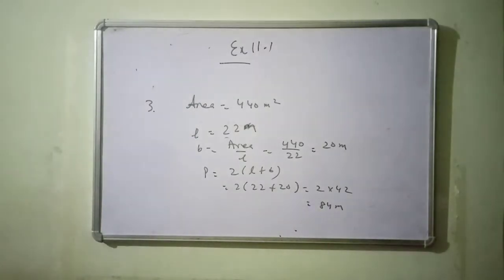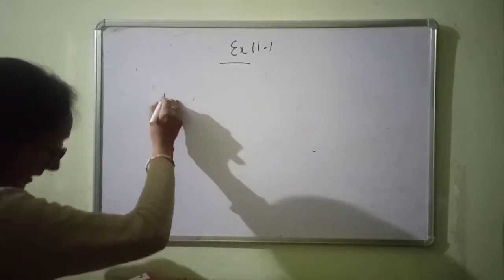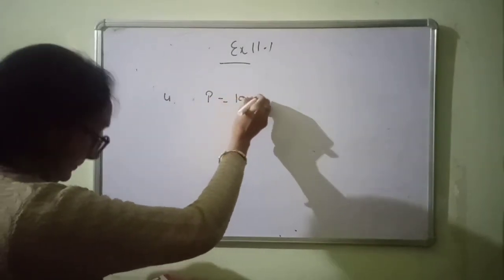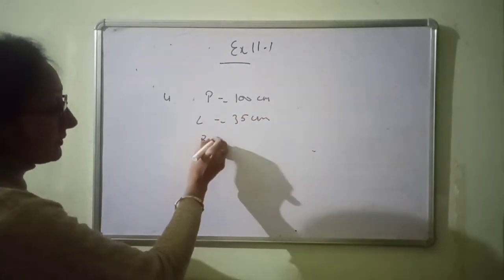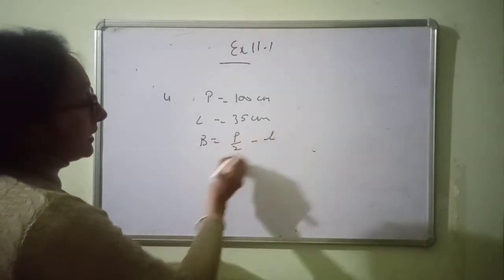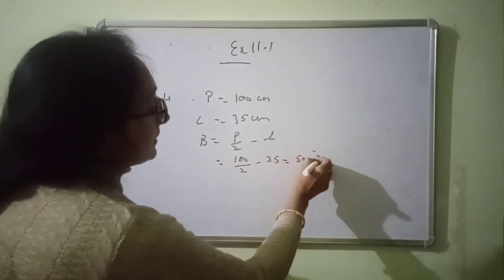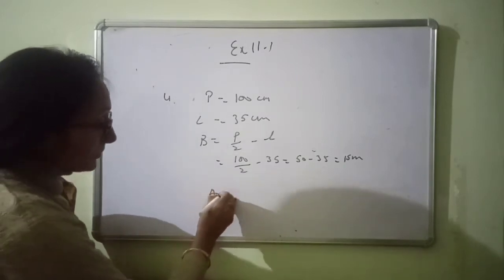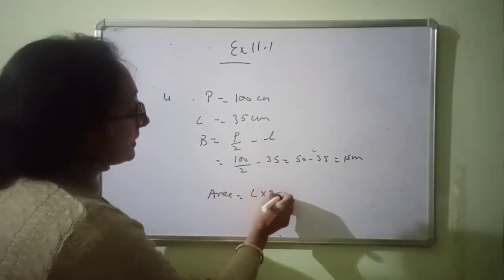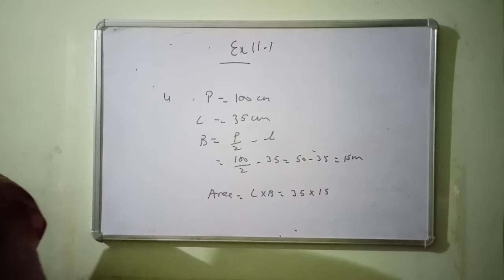Now we move to fourth one. Perimeter of a rectangular sheet is given 100 centimeter and length is 35 centimeter. We have to find the breadth. Breadth will be equal to P upon 2 minus L. So 100 upon 2 minus 35, that means 50 minus 35, 15 centimeter is the breadth. Now we have to find the area. Area will be equal to L into B, 35 into 15. Multiply them, you will get the area.